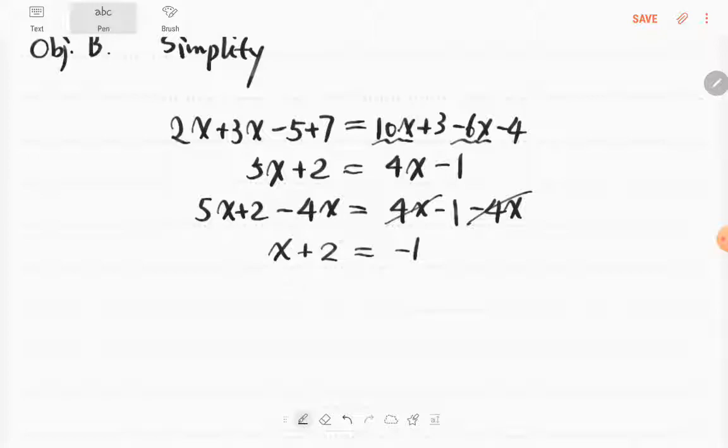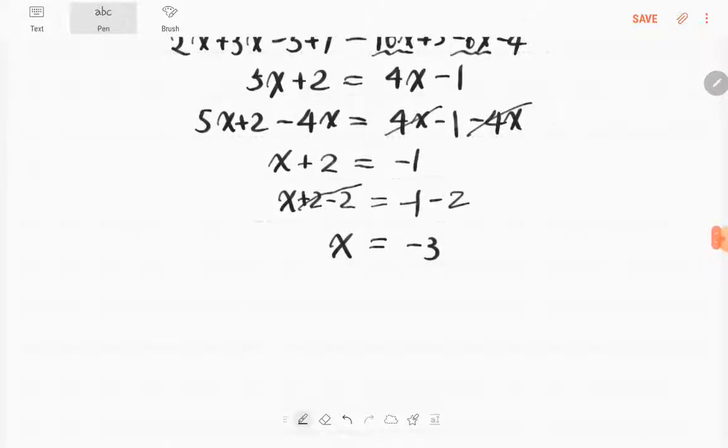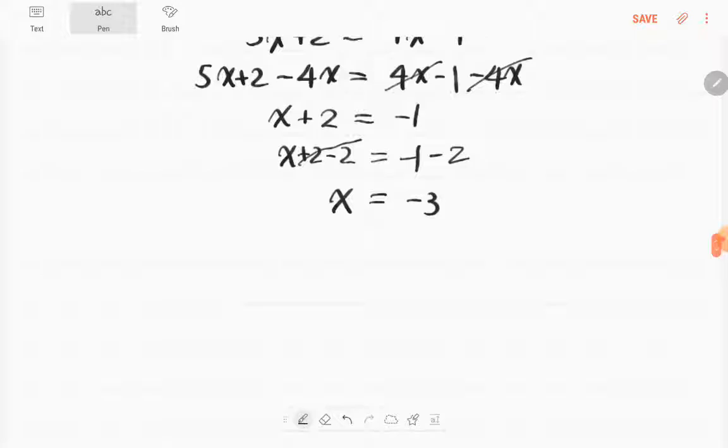Then we want to separate the x. We can minus 2 for both sides. Then plus 2 minus 2 will cancel. So only x equals negative 3. Okay? If you want, you can check your answer. Just use negative 3 to replace x in your equation. Then you will realize we did it correctly. Alright, so we can try another one.